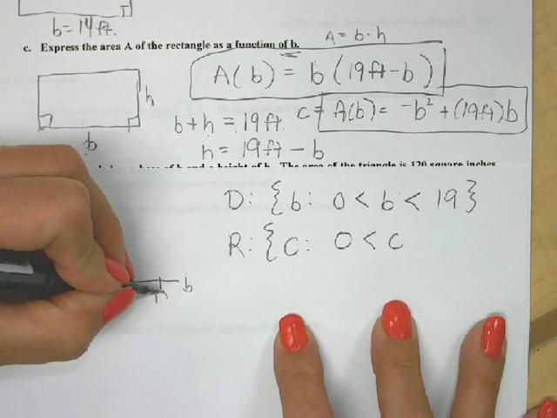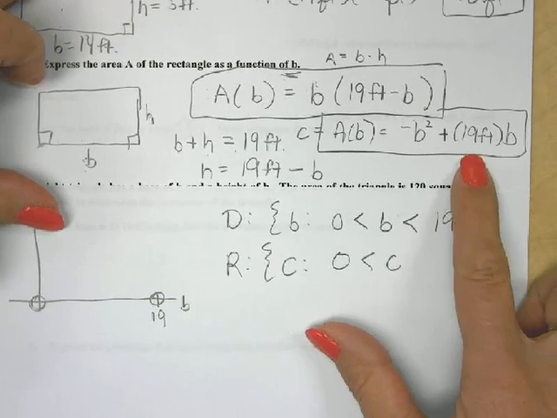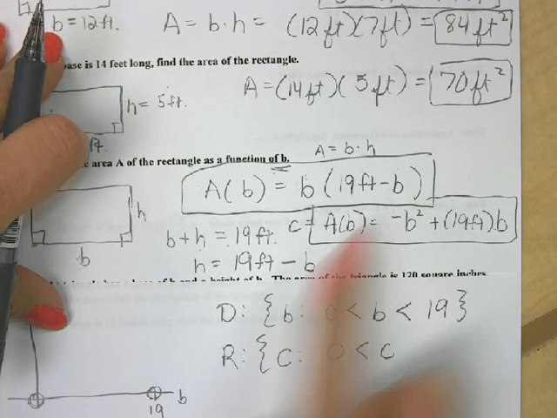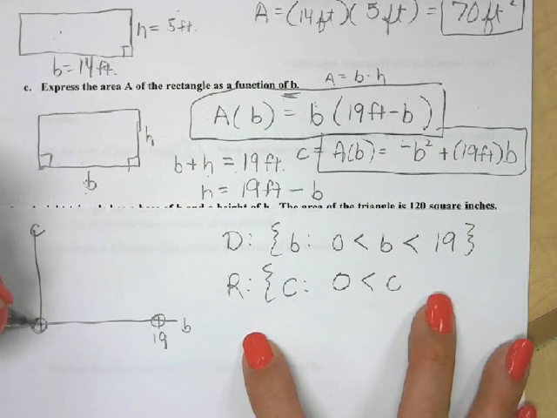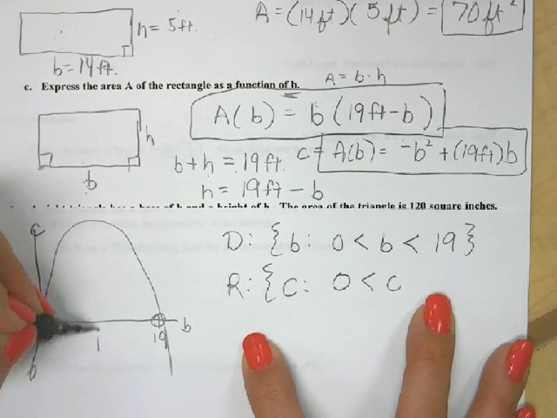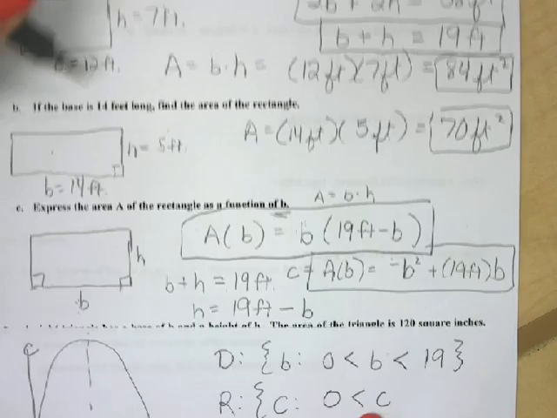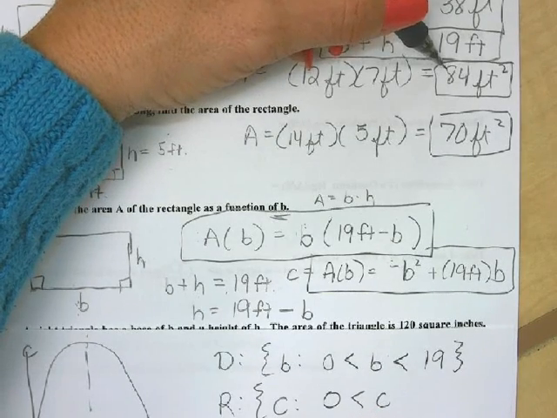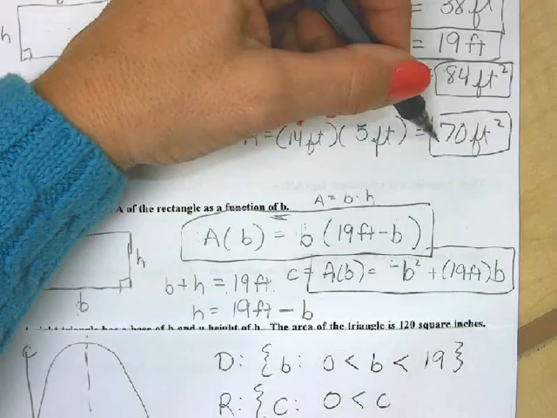Also, over here at 19, I know that I can't plug in 19, but that would give a 0 for my function. If I plug 0 in for b and plug in 19 feet in place of b, those two would be the places where this graph would cross the axis, if they're numbers I could use. The parabola is symmetrical, and it will do something like this. So if I want to determine what the range is, I know that there are only certain areas that can be spit out. I know when I plugged in 12 feet for b, I got 84 square feet. I know that's a possibility. I suspect that it probably goes higher than that, but I know that 84 square feet is a possibility for my area, as is 70 square feet.